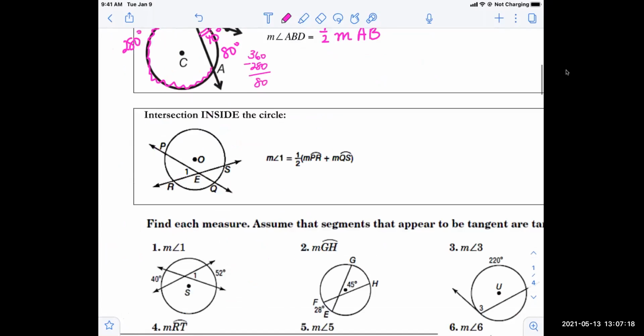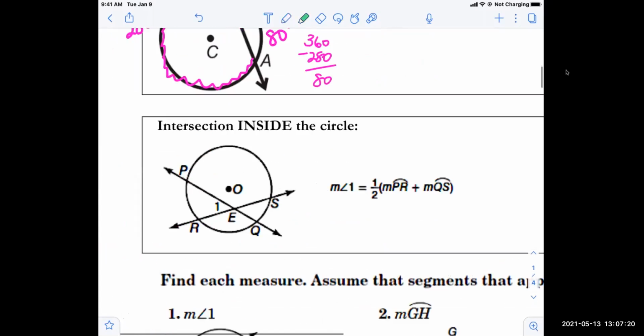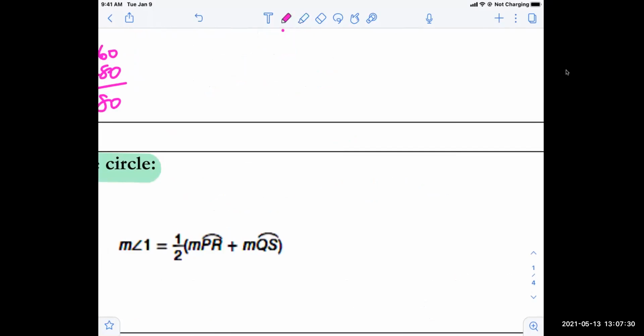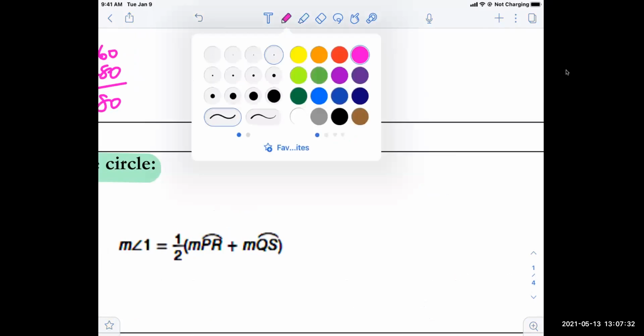Now, sometimes you'll have things intersect inside the circle, but you don't really need to do this. I mean, central angles also have a vertex inside, but it's more specific. If they intersect inside the circle, it's not really necessary to use this when they're central angles.